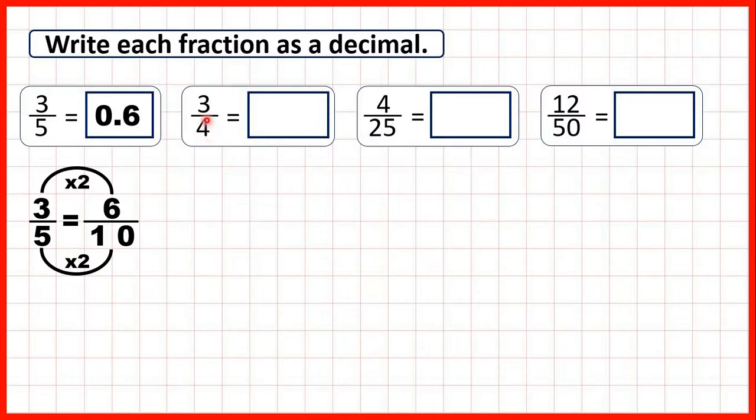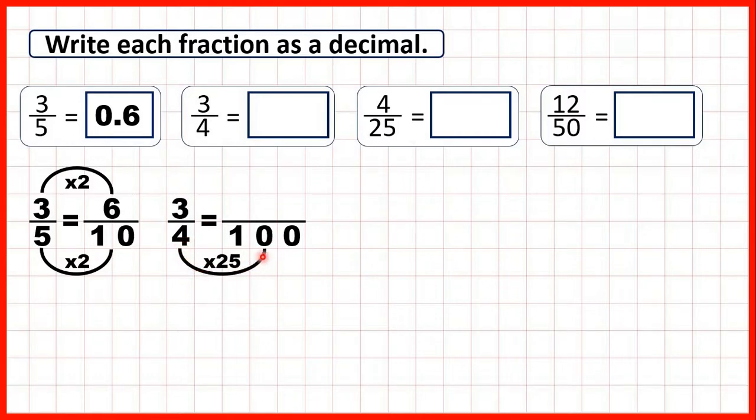Here, we can't change 3/4 into tenths because 10 is not a multiple of 4. It's not in the 4 times table. But 100 is a multiple of 4, so we can change 3/4 into hundredths. Now, 4 times 25 is 100. If you think counting in 25s, we have 25, 50, 75, and the fourth multiple is 100.